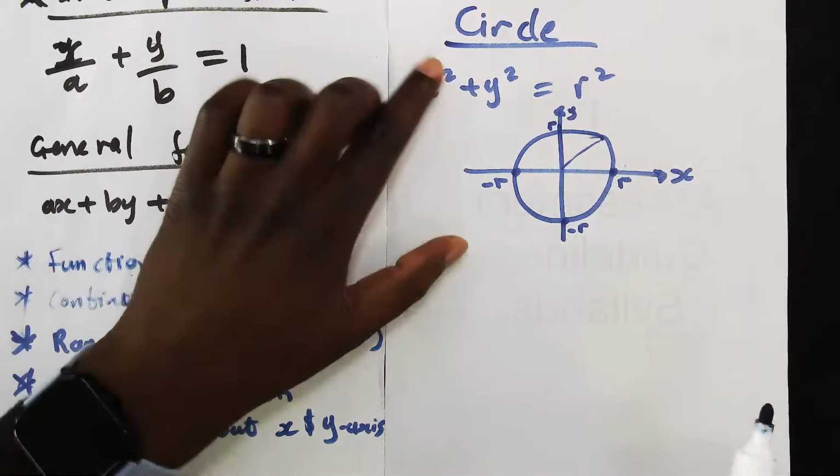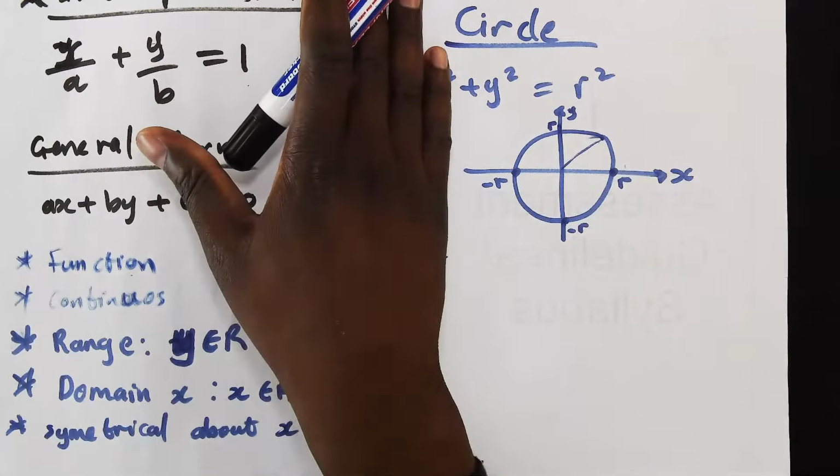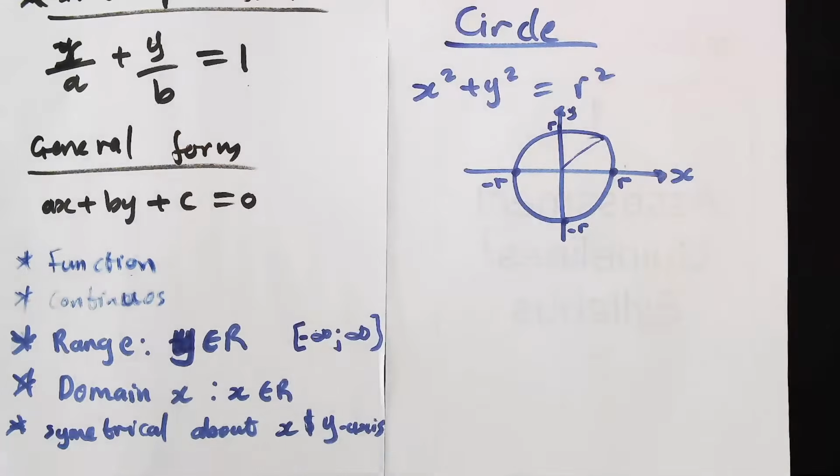So we can use the intercept method to let x equal 0. Therefore, we'll get y, which is plus or minus r.